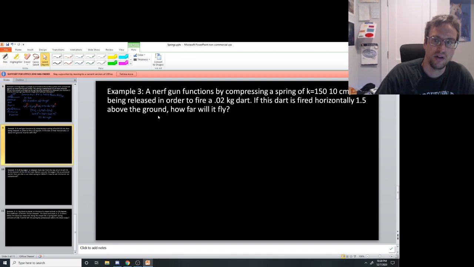All right. This is a little more straightforward. Energy conservation approach. So this is a Nerf gun firing a dart. The dart's horizontal, and how far will it fly before hitting the ground? Okay. So it's a 2-part problem. We've got the part in the Nerf gun, and then we've got the part flying through the air, and they're attached by velocity. So the first thing I want to do is the in-the-gun part.